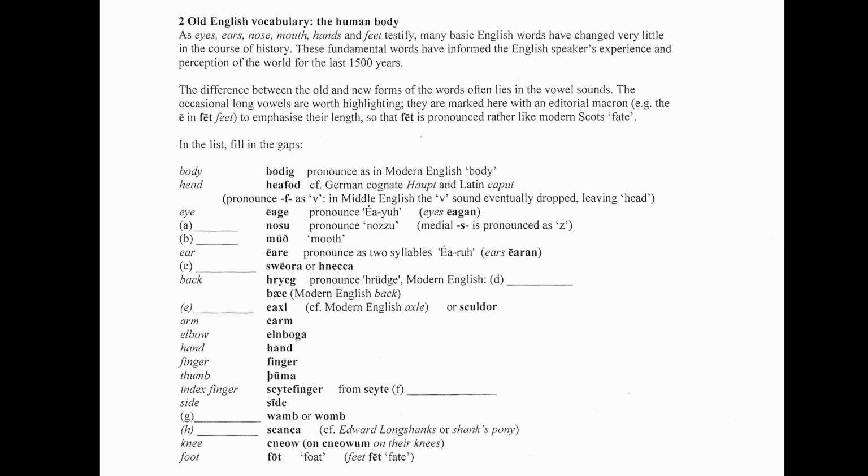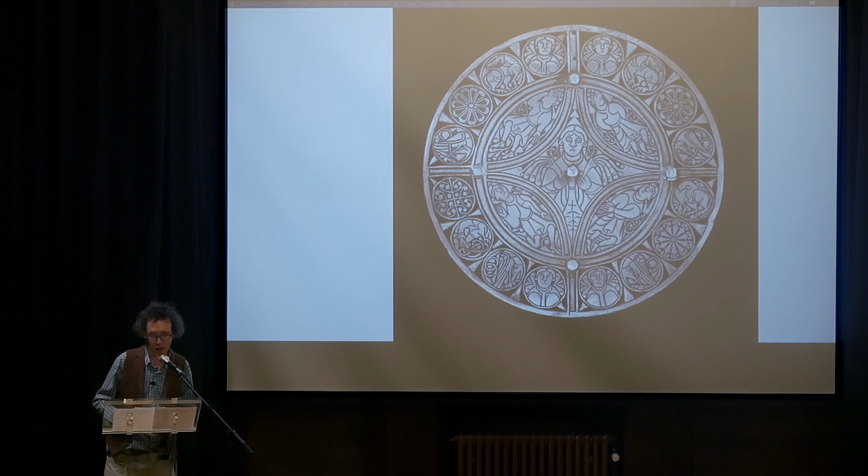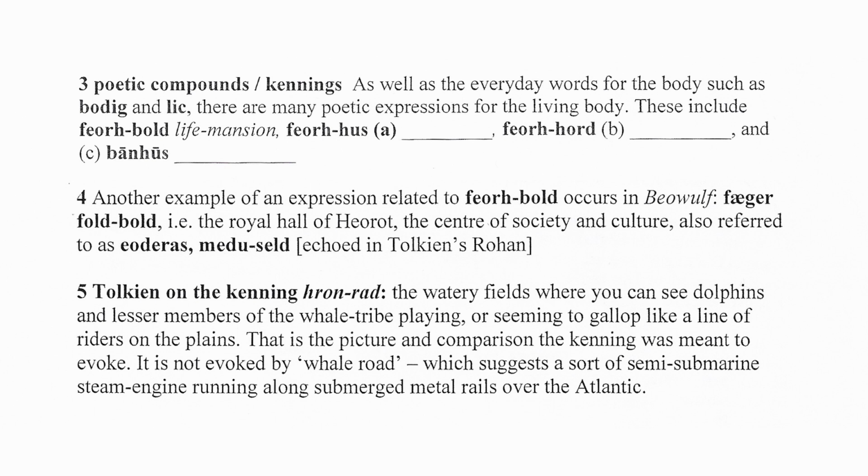Kneel and fort fate. Another thing about Old English vocabulary was that when it came to poetic, formal registers, high style, they loved to do compounds, putting two words together to form a new word. So we get poetic compounds, and the Icelandic word kenning has been taken on by the critics to describe the kind of compounds which seem to create a picture. And these are some words to do with the body. We have feochbold, which means a life dwelling place, a life mansion. Feochhus is a similar idea. It means life house. So the place, the house in which your life dwells.